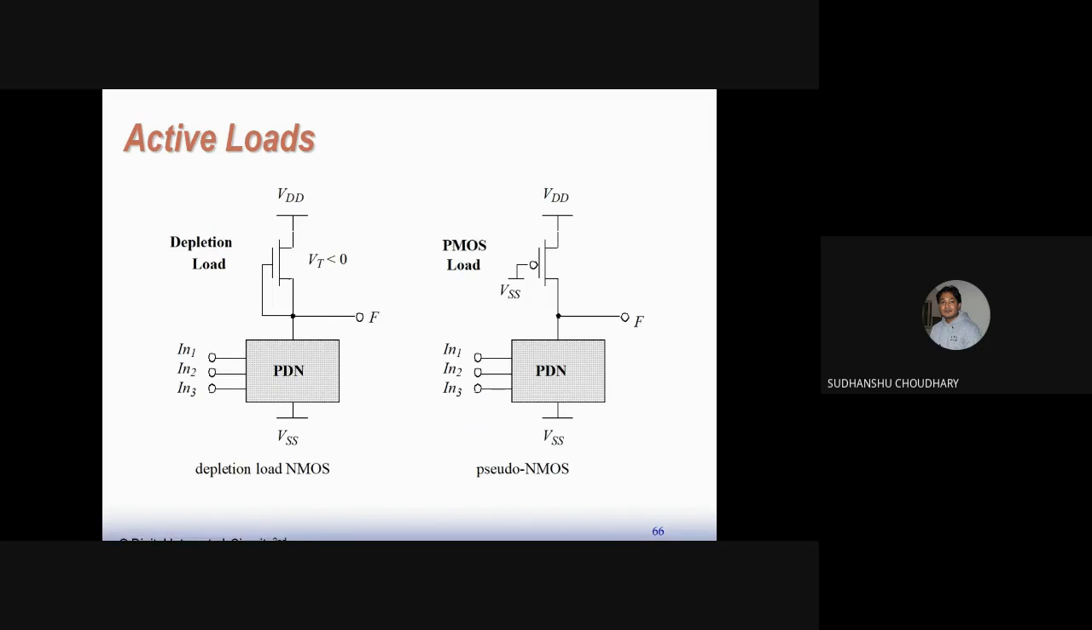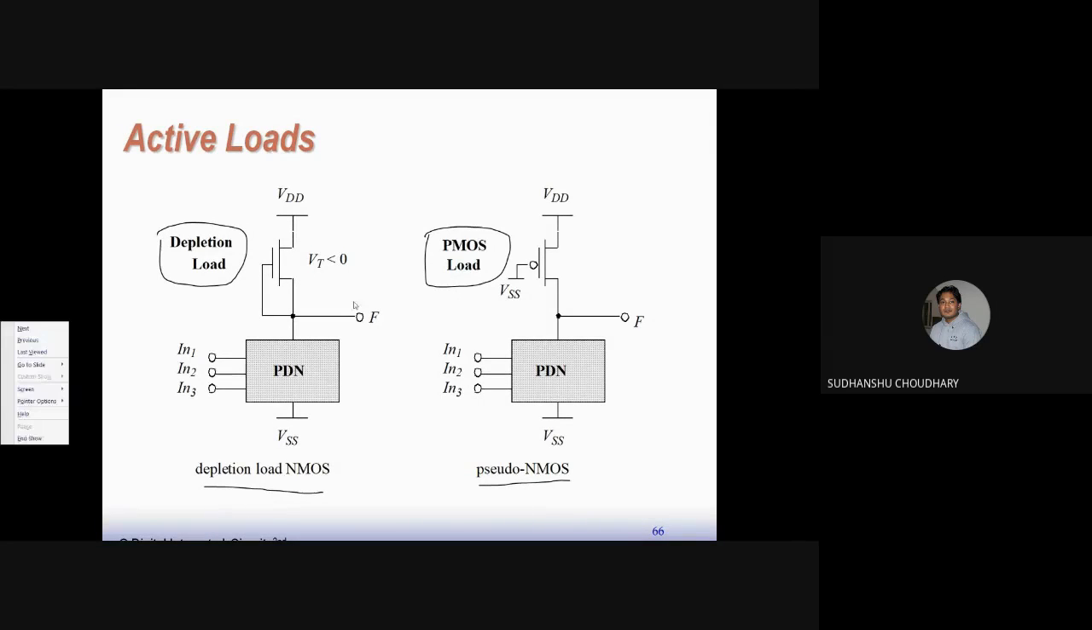Now when we bring in the active load, for example a depletion load NMOS can be used, or maybe a grounded PMOS load can be utilized in a pull-up network. This grounded PMOS load circuit is called pseudo NMOS, okay? And this is called depletion load NMOS. By depletion load NMOS, we mean that the threshold voltage of this MOSFET is less than zero. So this is always on. If you want to make it off, then you have to apply some bias. Otherwise, it is always on, depletion load.